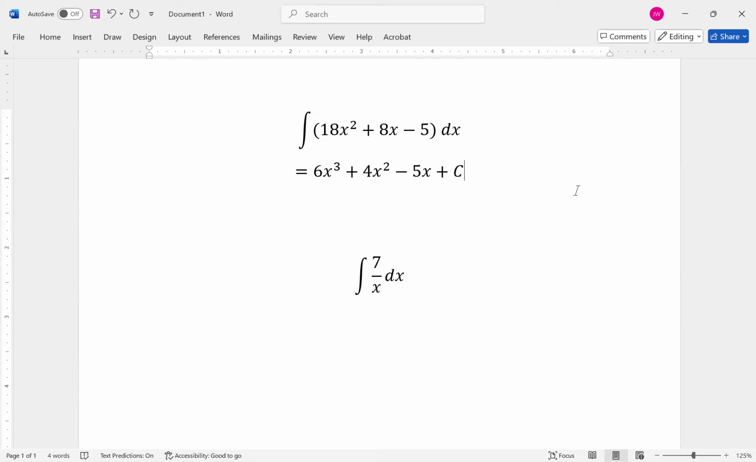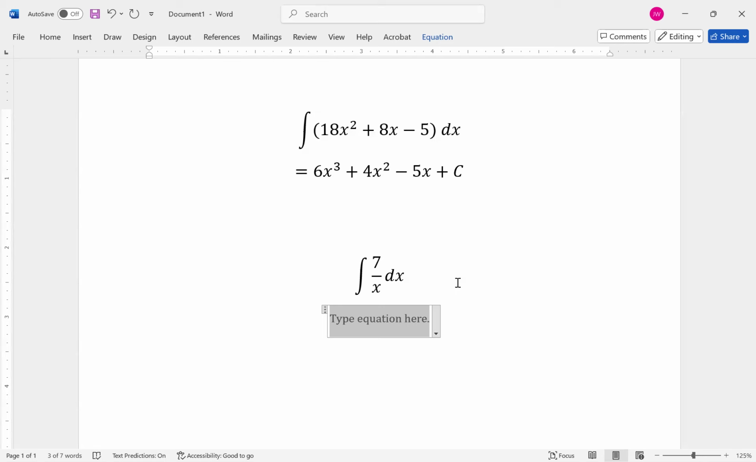And then at the end, when I'm doing an integration, I always have to tack on that plus c at the end to give me the entire class of antiderivatives. But that's it: 6x to the third plus 4x squared minus 5x plus c. Again, I hope this is fairly easy for you, and I hope this is a review for you.